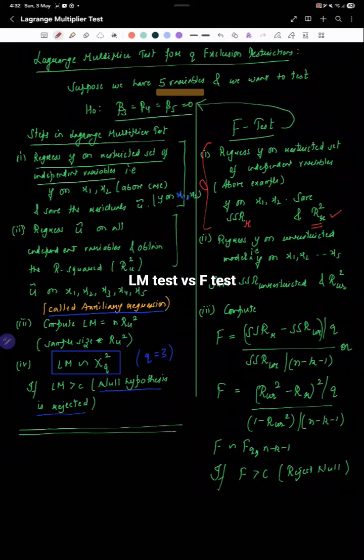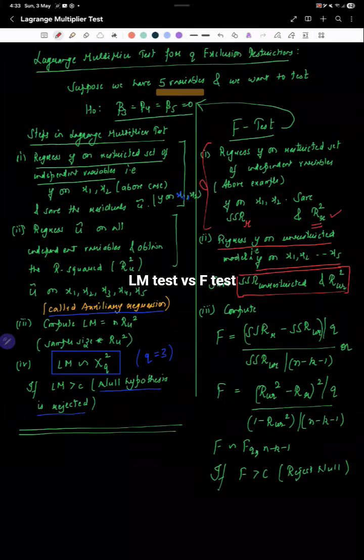Okay, in the second step, regress y on all the variables, that is the unrestricted model. Regress y on x1, x2, and so on up to x5, and then save the sum of squared residuals for the unrestricted model, as well as the R squared for this unrestricted model, that is R squared UR.